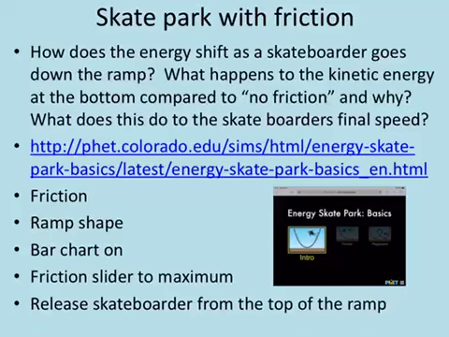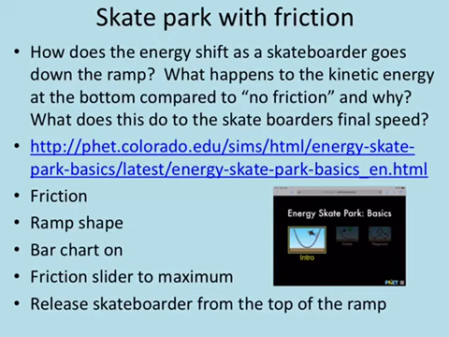In this video, we're going to go back to the PhET simulation of the skate park and see what effect it has when we add in the friction. While you're doing this, I want you to think about, once again, how does the energy shift as the skateboarder goes down the ramp? What happens to the kinetic energy at the bottom compared to when we had no friction, and why? And what does this do to the skateboarder's final speed?